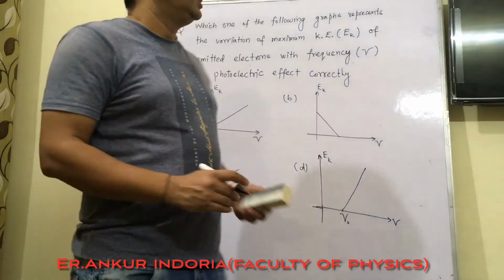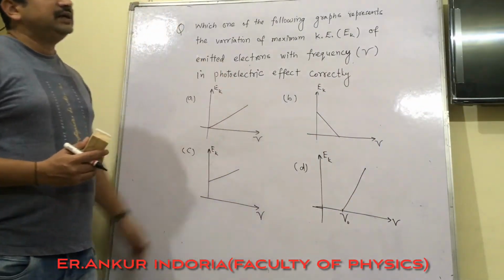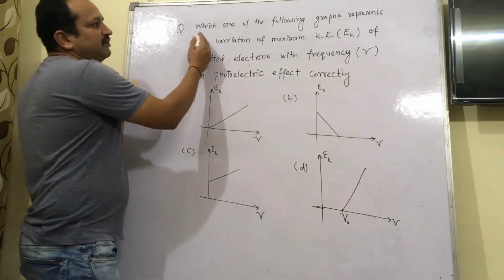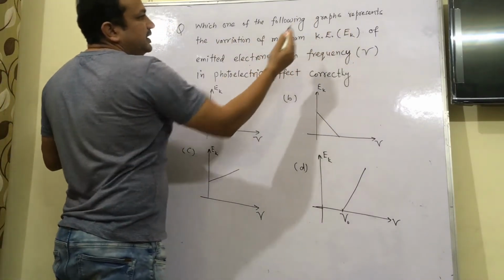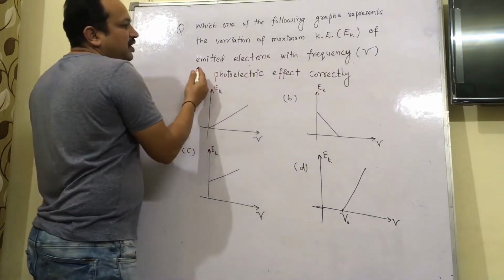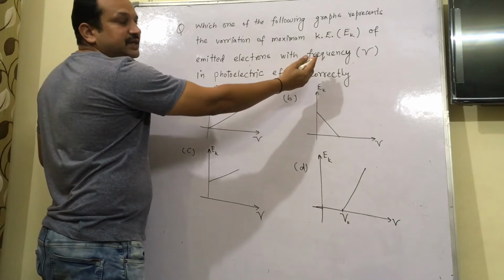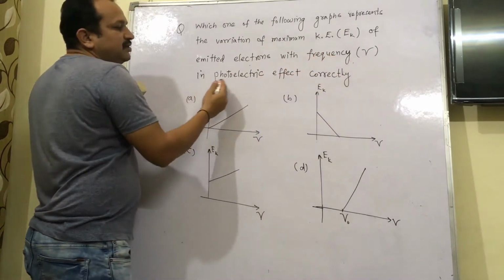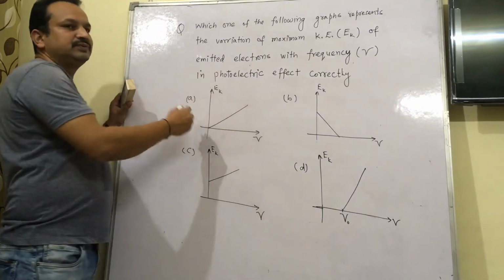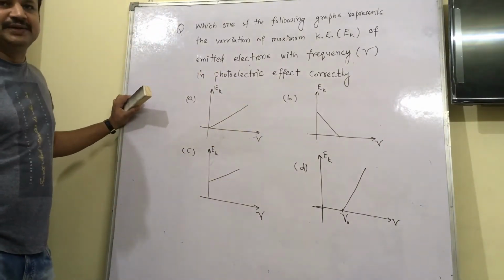Hello students, now we are discussing this next question. In this question, which one of the following graphs represents the variation of maximum kinetic energy of emitted electron with the frequency in photoelectric effect correctly? So out of 4 graphs, which one is correct?